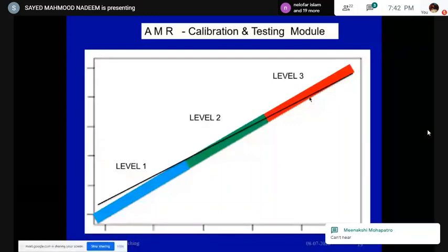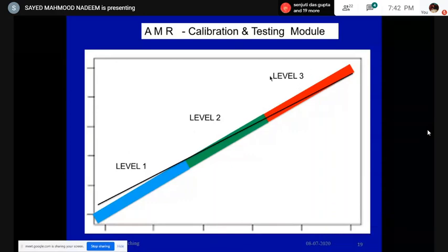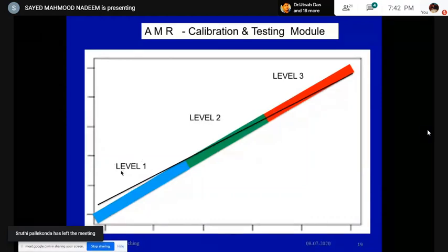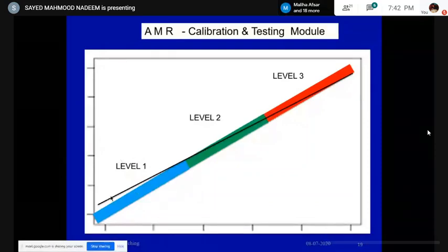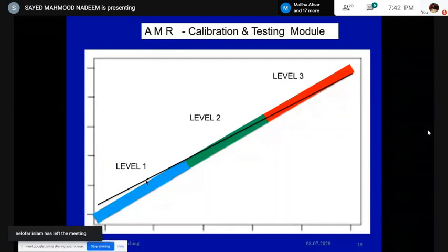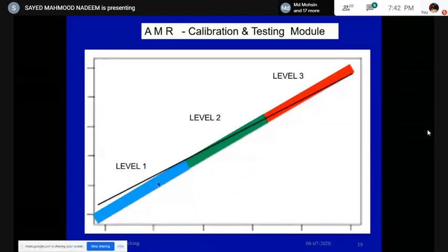So if the lab is using only one level of control, say level 2 or only level 3, the lab will not be able to understand any anomaly happening in the lower levels of activity. Thereby, all the results which are below normal are likely to be released wrongly. So it is very important to understand which control is analyzing which part of the analytical curve. This is the second part.